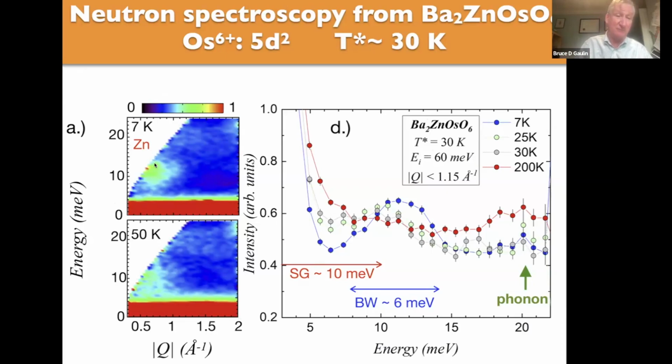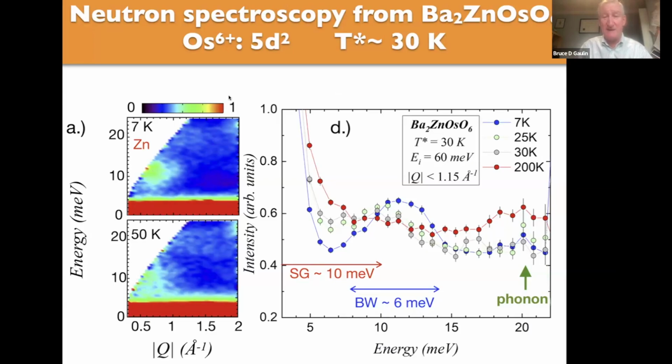And you can see that at relatively low Q, there's a very well-defined gapped excitation at something like 11 or 12 millielectron volts that's present at 7 Kelvin. And then as you head towards the phase transition at 30 Kelvin, the gap or the excitation softens and will eventually just collapse into the elastic line.